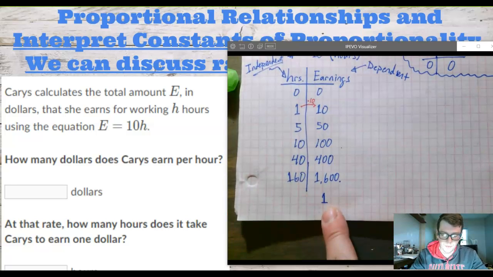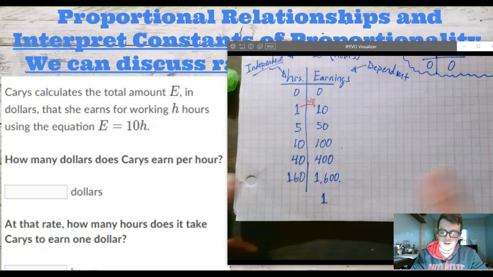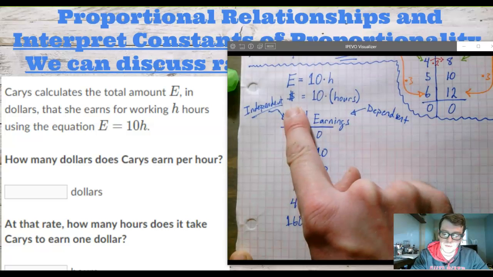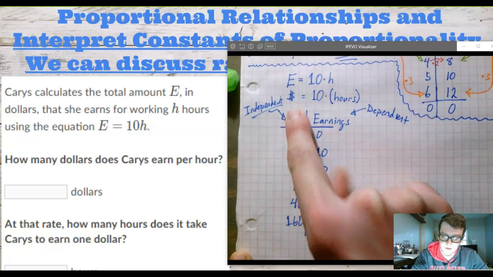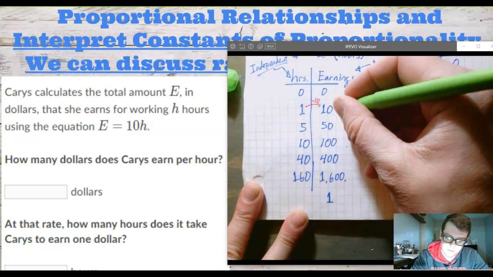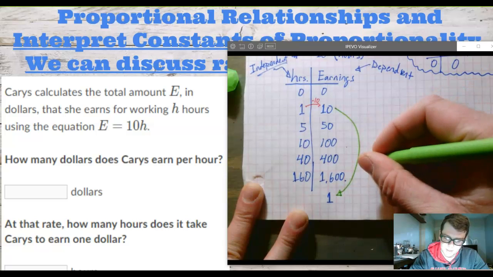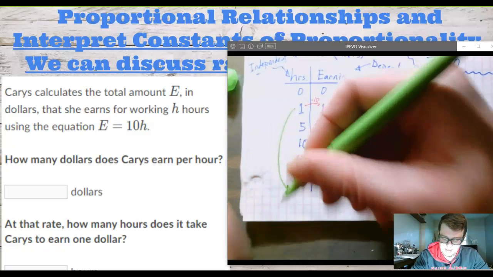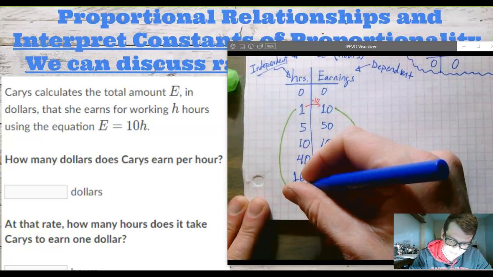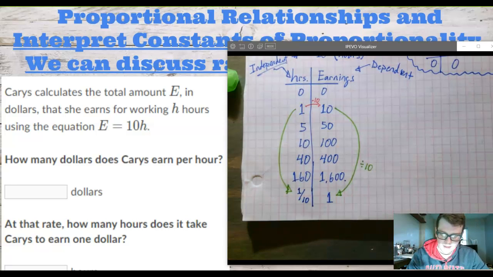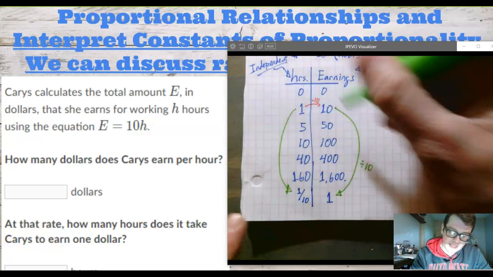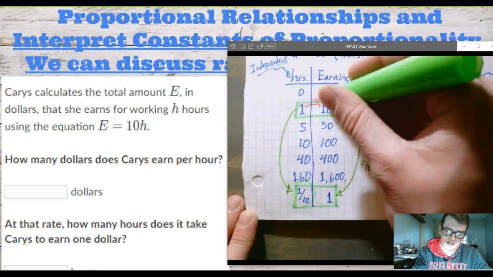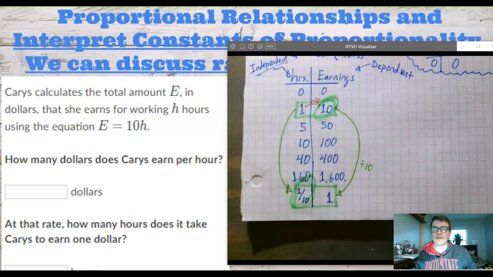So if we want to go to $1, I could either plug in 1 up here in my dollar space, or I can look at my table and say, well, how do I go from 10 to 1? That would be division by 10. So we do the same thing on this side, and we get that it will actually be 1/10 of an hour. And the cool thing that we're going to start to see is these values. How does 10 and 1/10 compare?